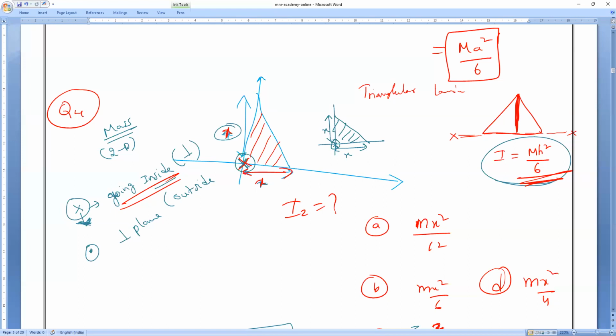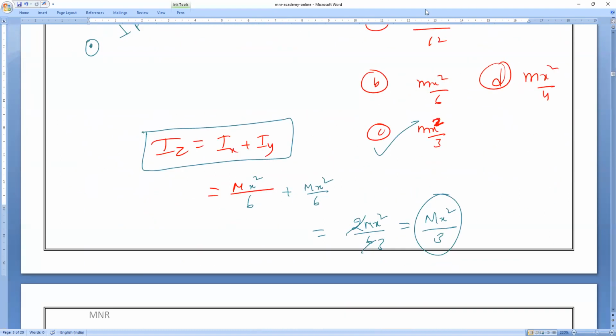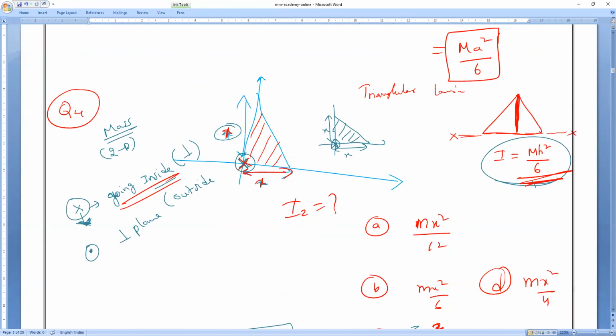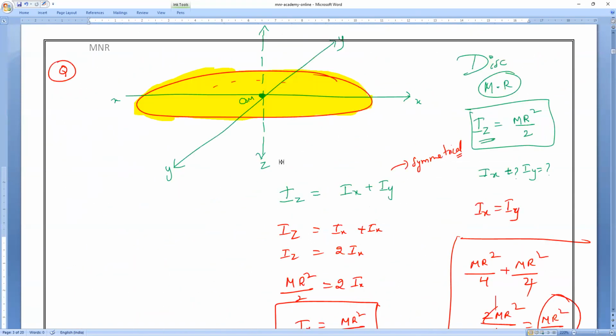If I make a cross, that means into the page, and a dot means outside of the page. Into the page and out of the page. Are you clear, girls? Understood? Yes, sir. So that is what it is. This we have already done, so I is equal to mh square by x. This is the perpendicular axis theorem.